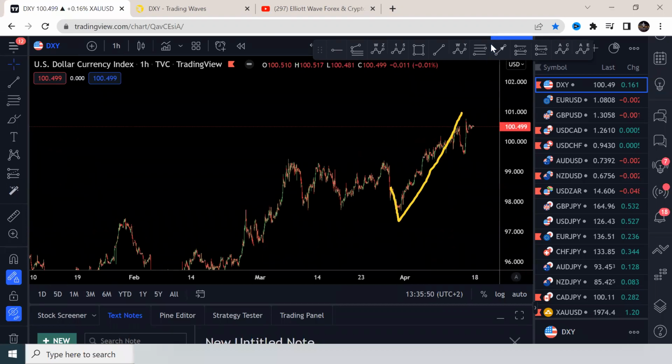So that is exactly the structure that we were looking at here. Your complex B corrective structure here is still there. That's the complex B correction here with your A and then a B and then a C, and then we push to the upside. Easy money there.